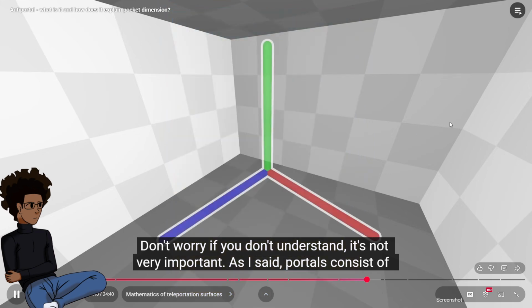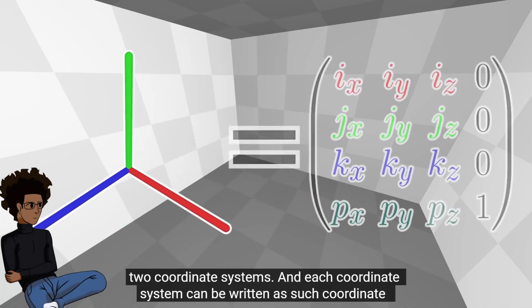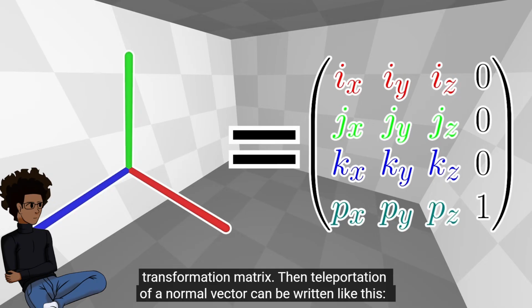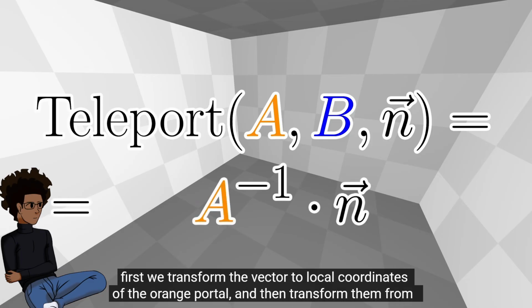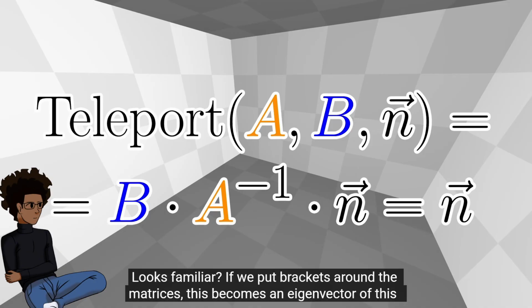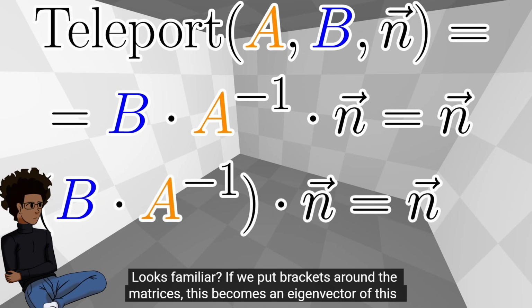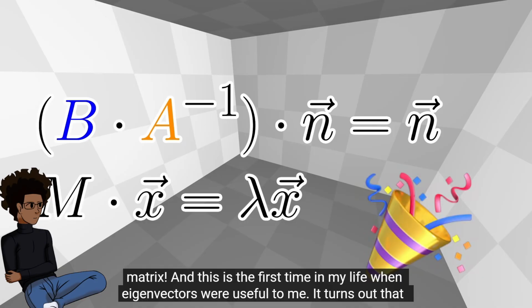As I said, portals consist of two coordinate systems, and each coordinate system can be written as such a coordinate transformation matrix. Then teleportation of a normal vector can be written like this. First, we transform the vector to local coordinates of the orange portal, and then transform them from the coordinates of the blue portal. And after all this, the normal should equal itself. Looks familiar. If we put brackets around the matrices, this becomes an eigenvector of this matrix. And this is the first time in my life when eigenvectors were useful to me.